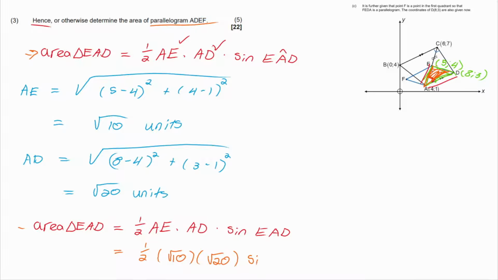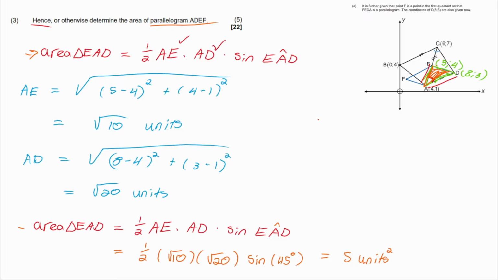And then sine of the angle from the previous question is 45 degrees. So if we work that out, it's a half times the square root of 10 times the square root of 20 times sine 45. So the area of one triangle is 5 square units.